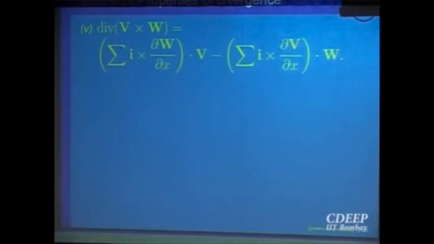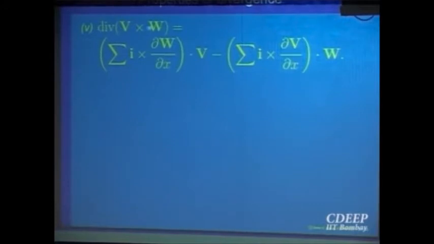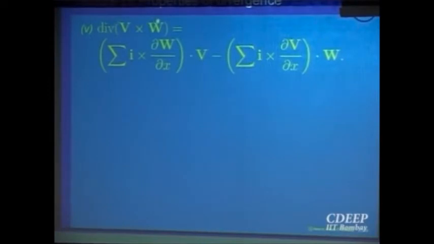Next, we want to analyze how divergence behaves with respect to the cross product of two vectors. So let us take two vector fields v and w, and we want to know, if we take the cross product and take the divergence of that, can we write it in terms of the individual vector fields? And the formula says this can be written as the sum of i cross the partial derivative of w with respect to x, dot v, minus the sum of i cross the partial derivative of v with respect to x, dot w. But keep in mind, summation means there are three terms here.